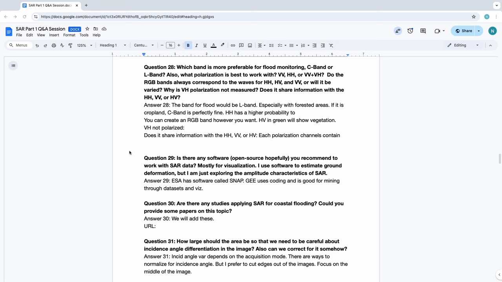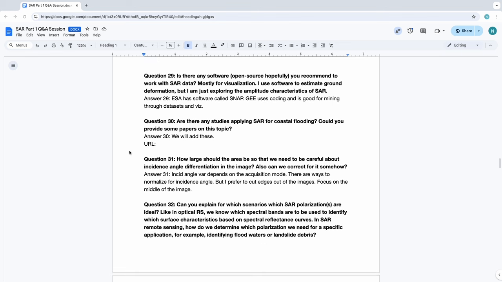Why is VH polarization not measured? It totally depends on the satellite. Some satellites measure VH, like Sentinel-1 has VV and VH. Does it share information with the HH, VV, or HV? So usually the cross pole, like VH or HV, that's usually the same. It's the same information content. Or very similar. But each of your polarization channels has different information content. And that's why the more polarizations you have, if you have HH and HV, the better, because you have more information about the unique structural characteristics of your target, of the surface.